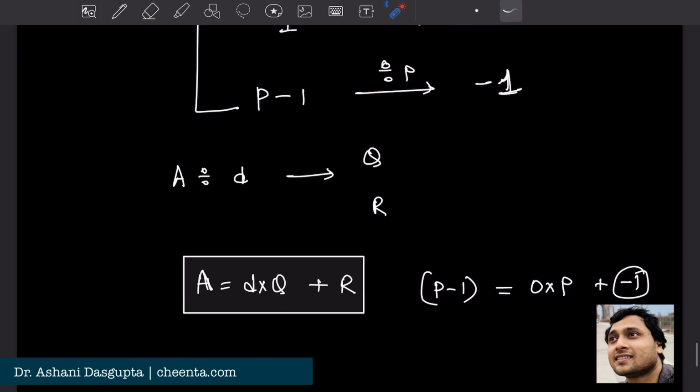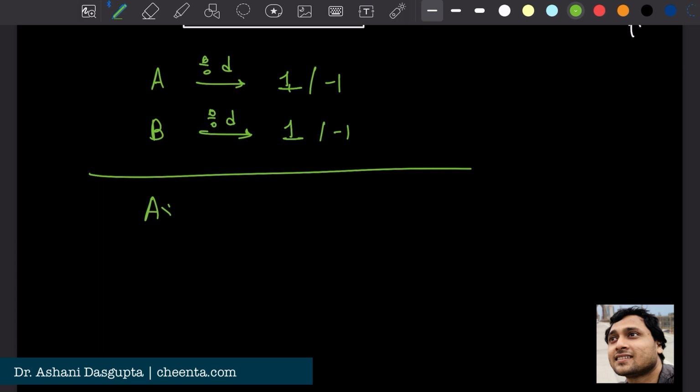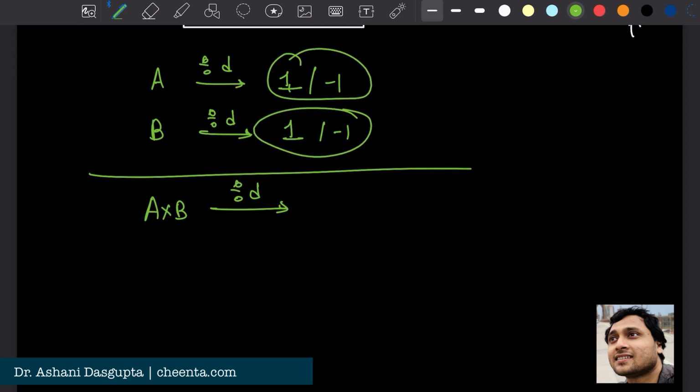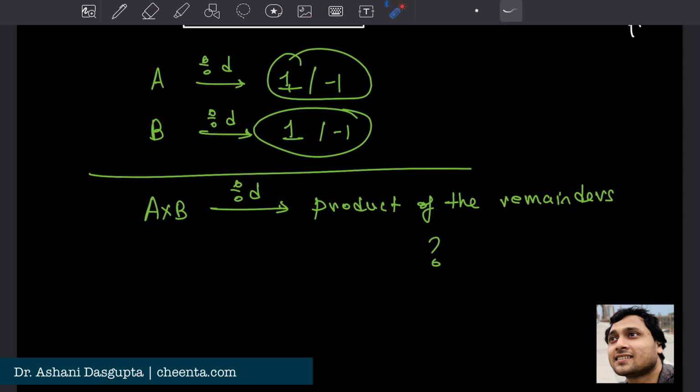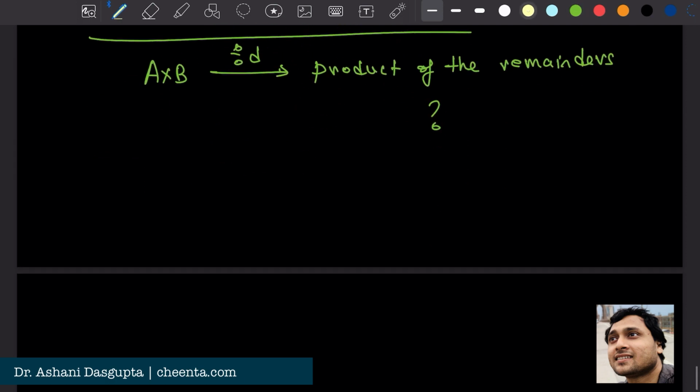And we know, if you don't know this, then maybe I can derive it for you. If a number A produces remainder 1 when divided by a divisor, and number B produces 1 or minus 1, both will work, when divided by a divisor, then if you multiply them and divide by D, the remainder will also be the product of the remainders. Why is that? Why can you just multiply numbers and divide to get the product of the remainders in this particular case? Well, let's quickly prove this.